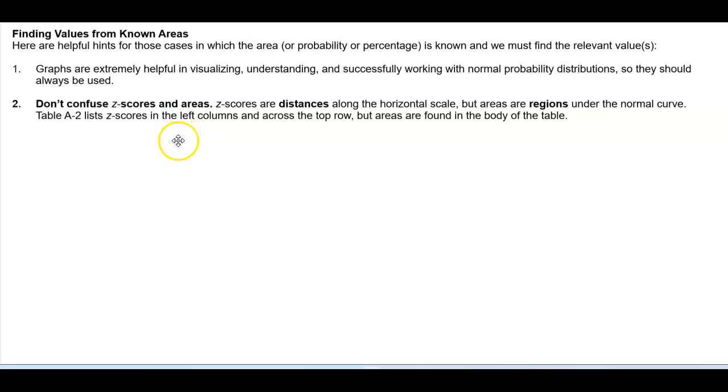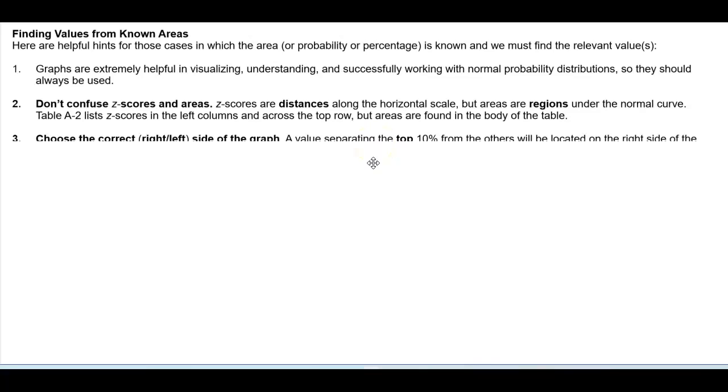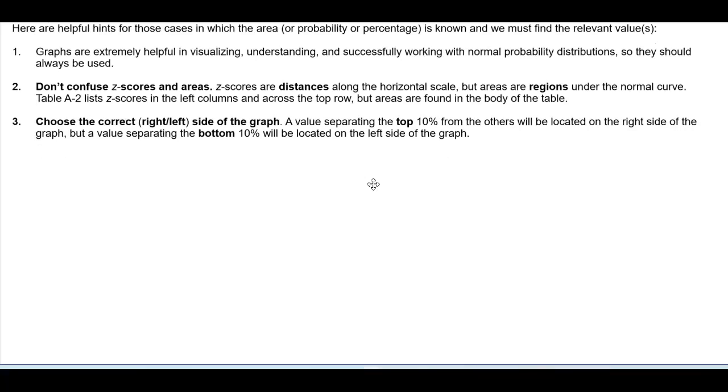Number two, don't confuse z-scores and areas. Z-scores are distances along the horizontal scale, but areas are regions under the normal curve. Table A2 lists z-scores in the left columns and across the top row, but areas are found in the body of the table. Number three, choose the correct right-left side of the graph.